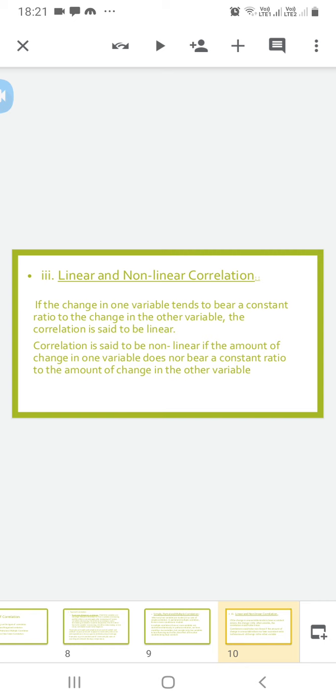The relationship between two variables is said to be non-linear or curvilinear if the amount of change in one variable does not bear a constant ratio to the amount of change in the other variable, that is, non-linear correlation.